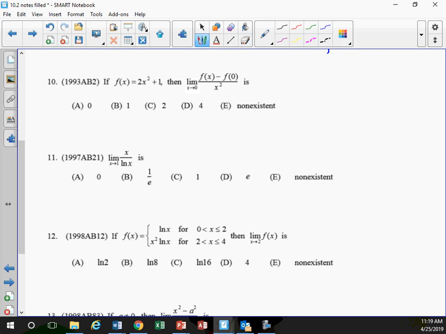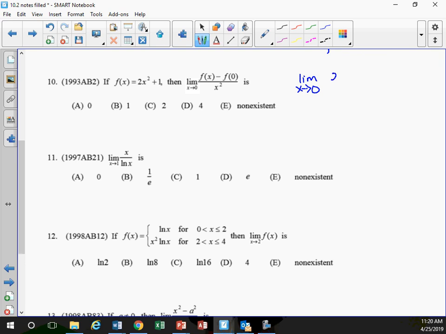All right, so f of x equals 2x squared plus 1, and I want to know the limit as x approaches 0 of f of x minus f of 0 all over x squared. Okay, yes, welcome to calculus. It's not that hard. You just have to interpret what it's asking you. So I'm going to start with the limit as x approaches 0. Then it says of f of x. Well, do I know what f of x is? Didn't it tell me?